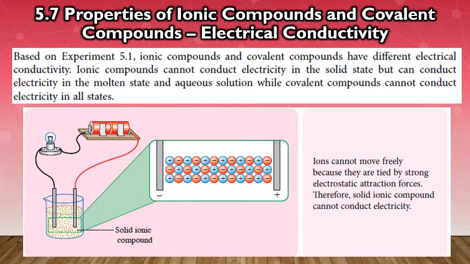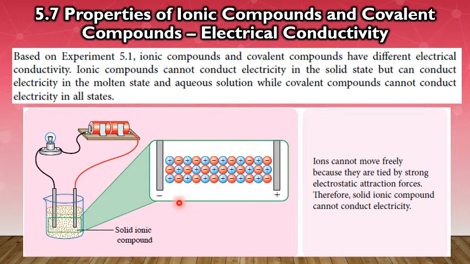Right, so now we look at the electrical conductivity. Based on experiment 5.1 just now, ionic compounds and covalent compounds have different electrical conductivity. Ionic compounds cannot conduct electricity in the solid state but can conduct electricity in the molten state and aqueous solution, while covalent compounds cannot conduct electricity in all states. There are three parts explaining this.